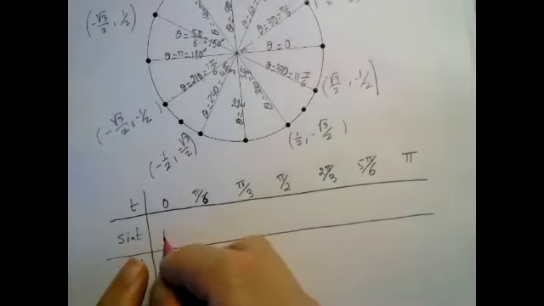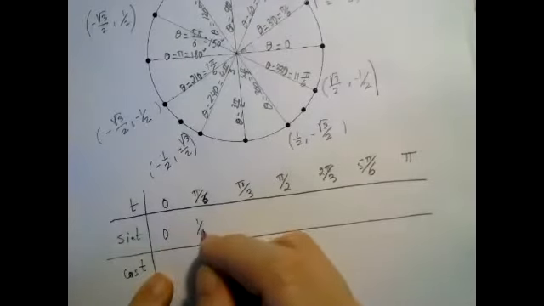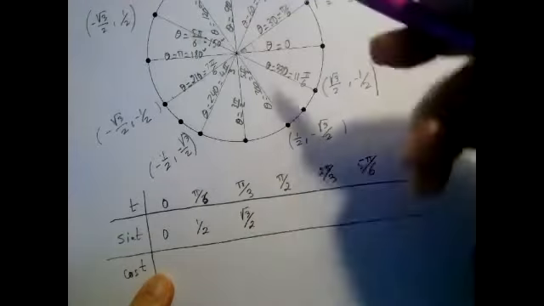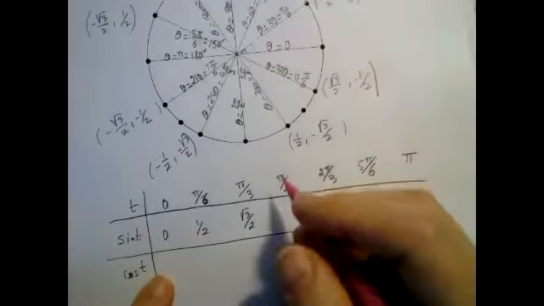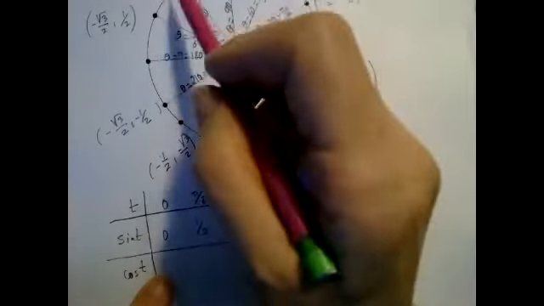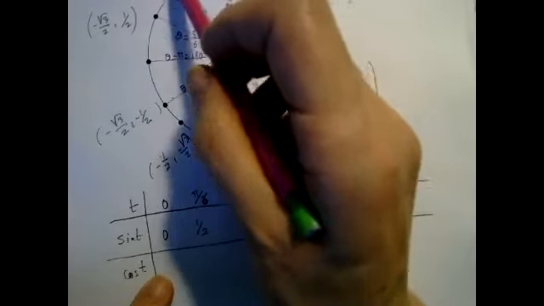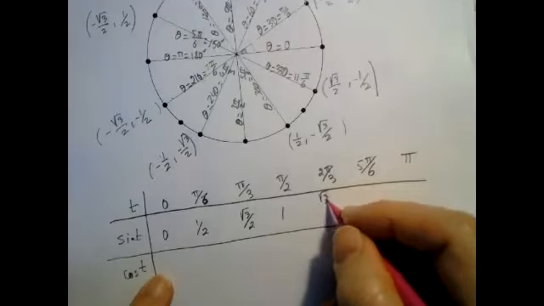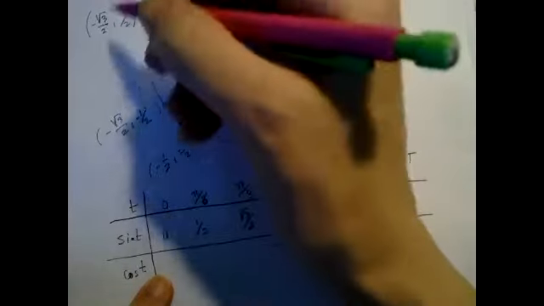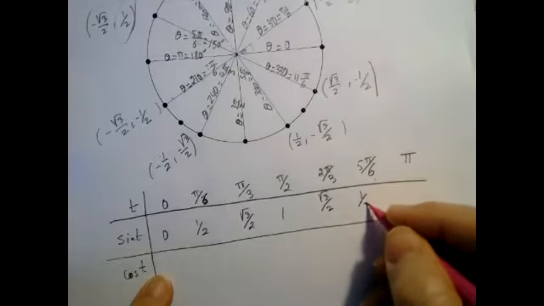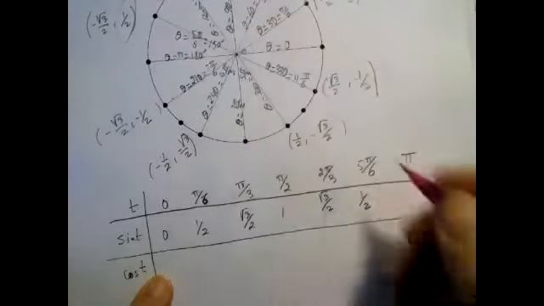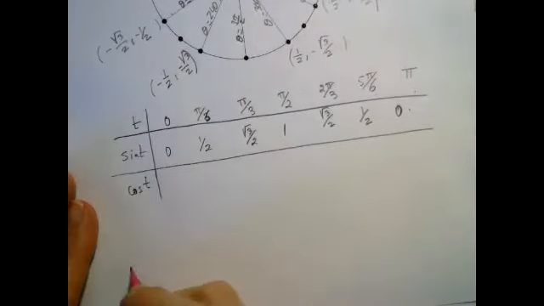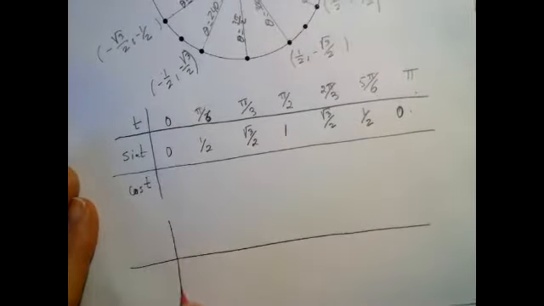So now this is a 0. That's a half. That's the square root of 3 over 2. These are the coordinates. Pi over 2, that's a 1. 2 pi over 3, the sine is this coordinate. The sine is the y coordinate. 5 pi over 6, the sine is the y coordinate. Pi, the y coordinate. Okay, so I'm pulling all the sine values.